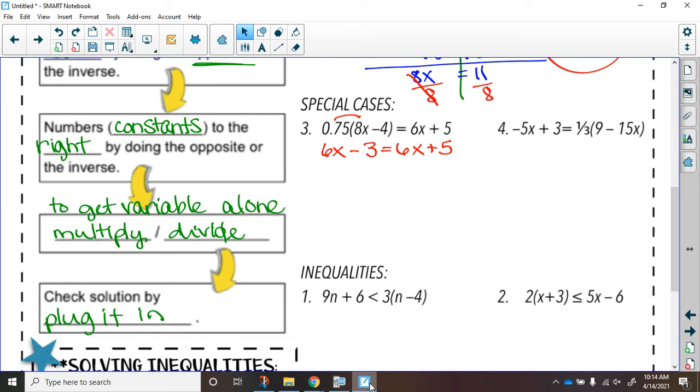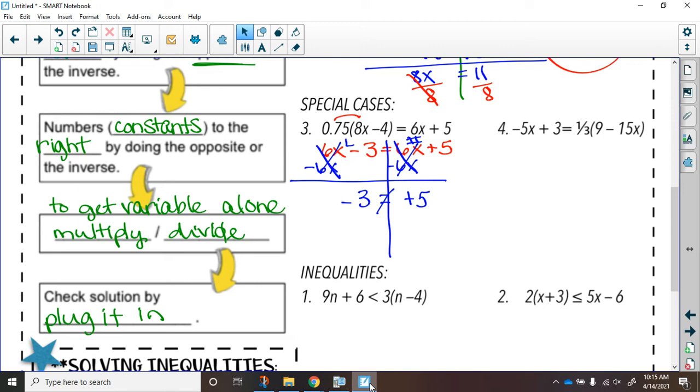Alright, so now what I'm going to do is draw my line, letters to the left, numbers to the right. So I need to start off by moving the 6x to the other side. So subtract 6x on both sides, and we're left with -3 equals +5. But if I think about this statement, -3 cannot equal +5. They are not the same number.